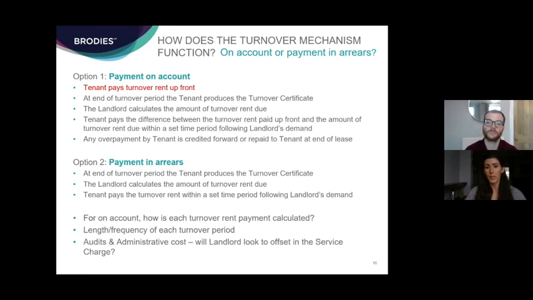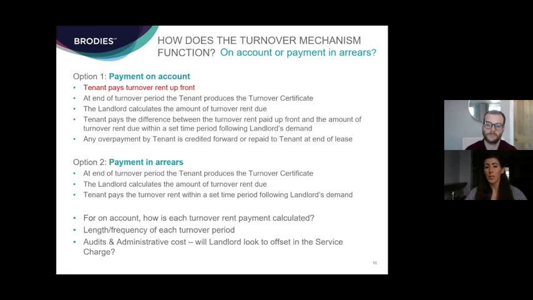So alternatively, payment can be made in arrears, and the tenant can provide a turnover certificate at the end of each turnover period and pay the turnover rent in arrears within a set number of days after that, once it's determined. Payment in arrears is more common where the tenant also pays a base rent, say 80% base rent, and then the turnover period is shorter so that there's more regular cash flow for the landlord.